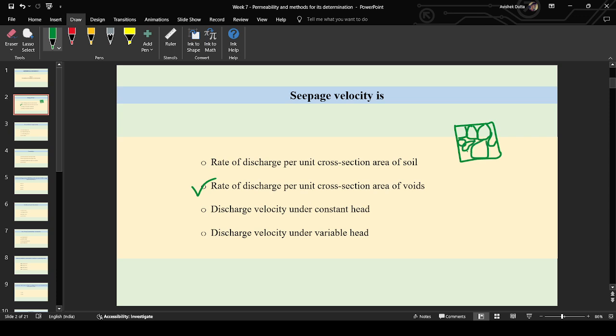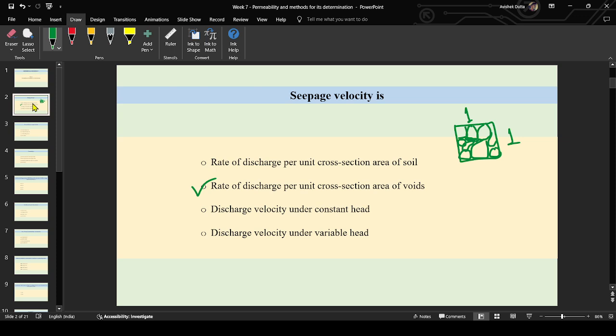But the actual flow of water, when we talk about Darcy's law, when we talk about permeability, we calculate the entire area. Suppose this is 1 centimeter, we'll take the area as 1 into 1, 1 centimeter square. But the water, or any fluid, is not flowing through the entire cross section. It is flowing through these voids. That is the seepage velocity, the rate of discharge per unit cross section area of the voids, and not the entire area of the soil. This is the definition of seepage velocity.